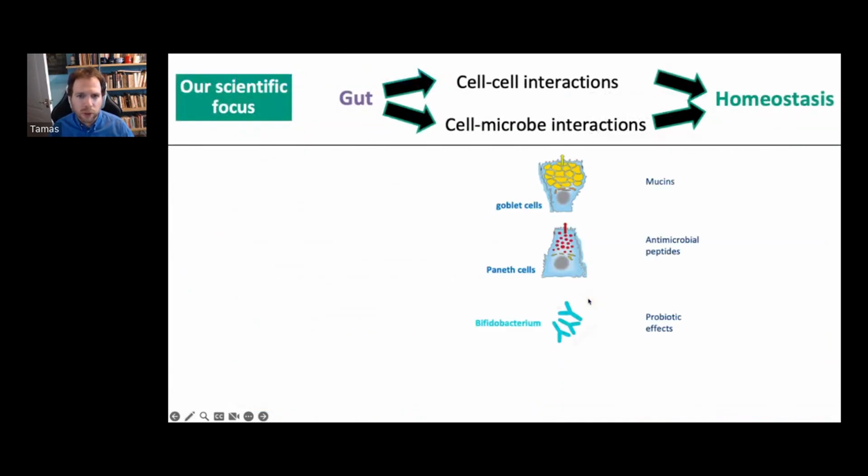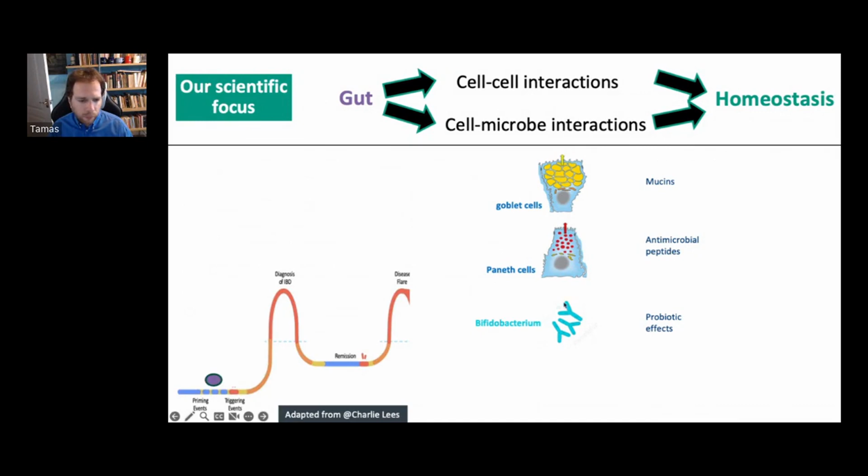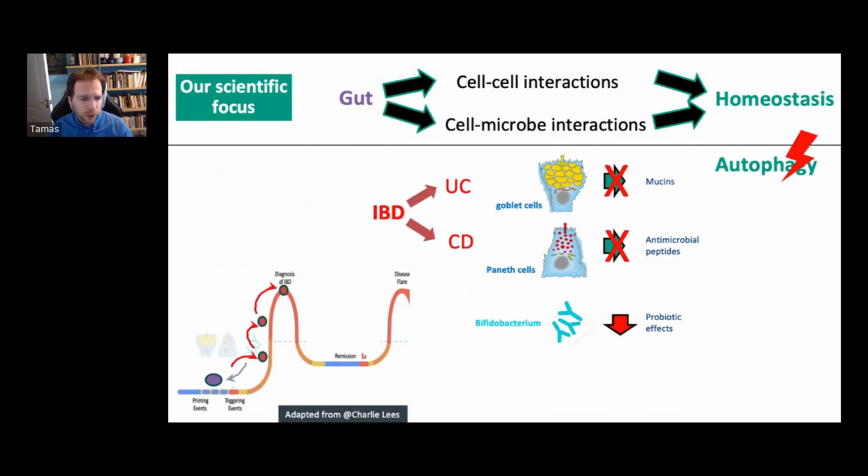So our focus is to investigate these cell-cell and cell-microbe changes and how they are relevant for homeostasis. We are particularly focusing on goblet cells that are producing this mucus layer, mucin, Paneth cells that I mentioned earlier that are basically regulating the microbiome with antimicrobial peptides, and we are interested in different probiotics like bifidobacterium. So if we look at an IBD patient in a normal situation, goblet cells, Paneth cells, bifidobacteria, and other probiotics are working really well, and the system is fine. And autophagy is very relevant for this process.